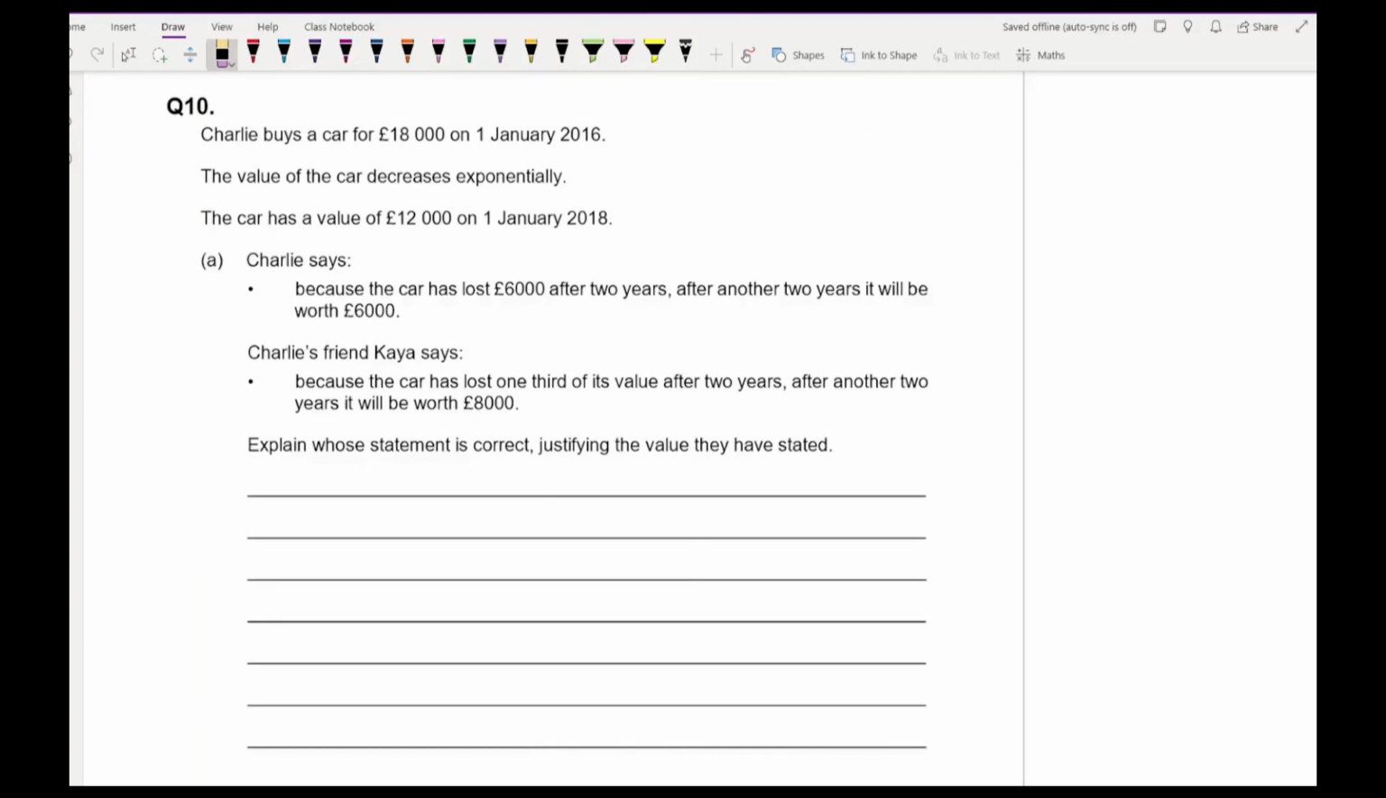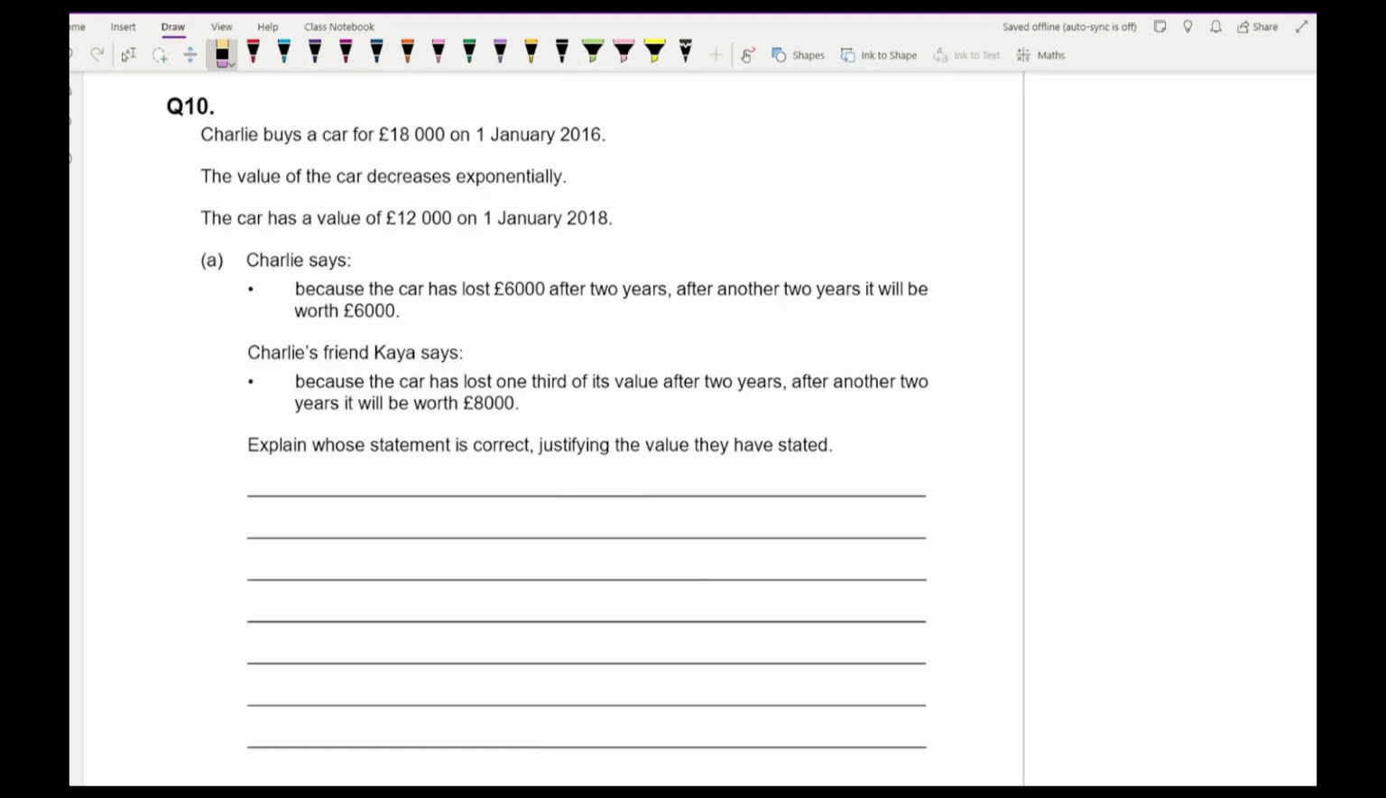Now looking at question 10, it says that Charlie buys a car for £18,000 on the 1st of January 2016. The value of the car decreases exponentially. The value of the car is £12,000 on the 1st of January 2018. So for part A, Charlie says that because the car has lost £6,000 after 2 years, after another 2 years the car will then be worth £6,000.